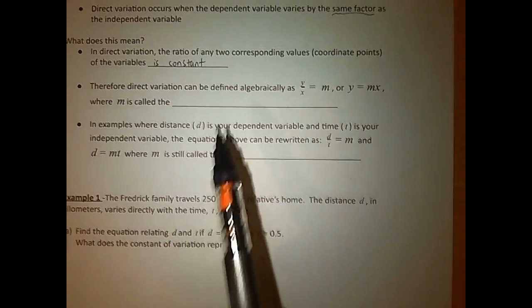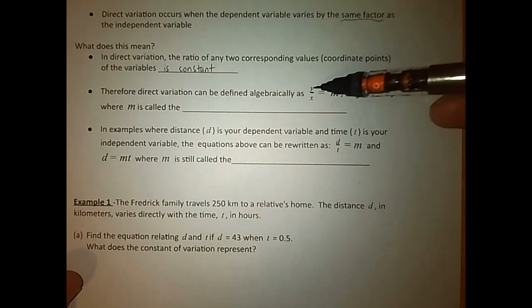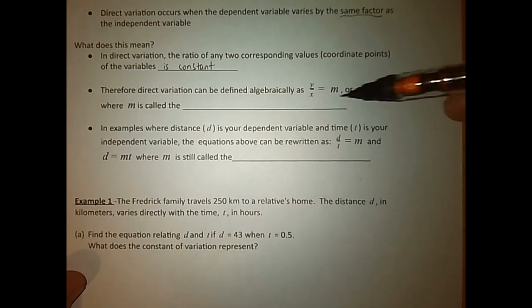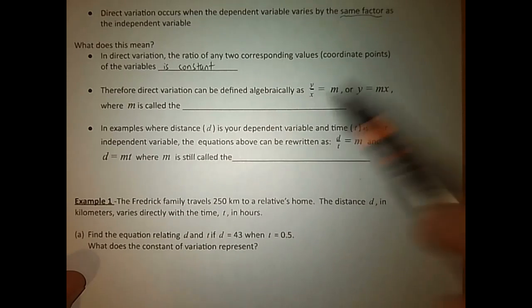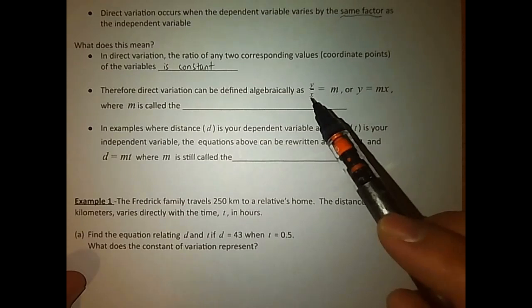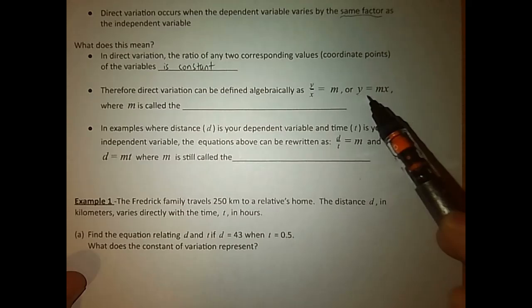So therefore, direct variation can be defined algebraically as the y value, or the dependent variable, divided by the independent variable, and we're going to make that equal to m, which is our constant of variation. If we rearrange this to get rid of the fraction, we learned before that we can multiply both sides by the denominator. So to get rid of that fraction, we get just y is equal to mx.